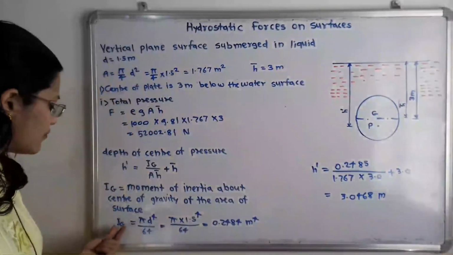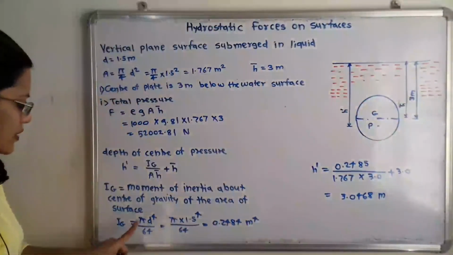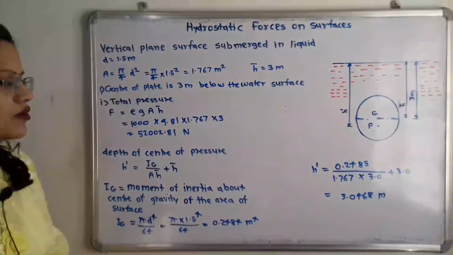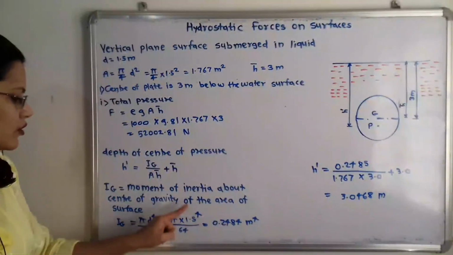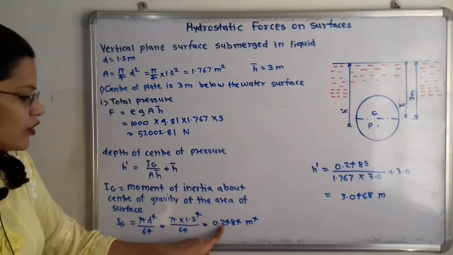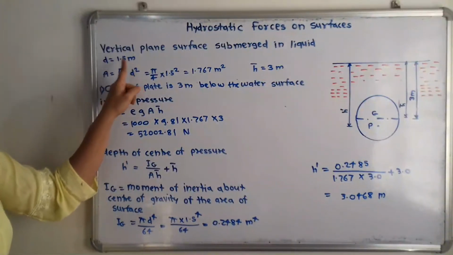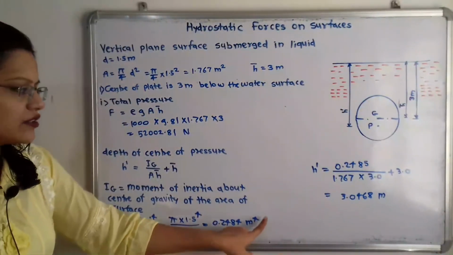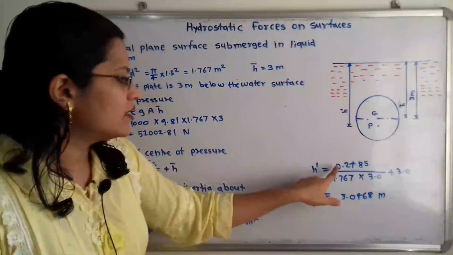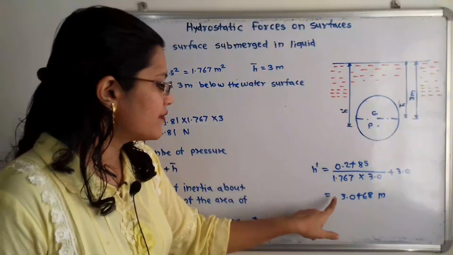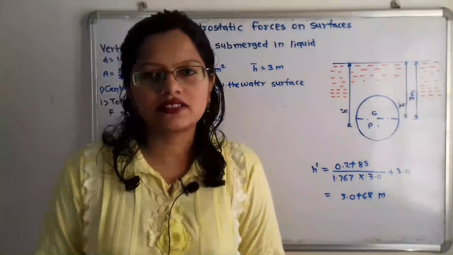And now what is its formula? The surface is in the form of a circular plate, so its formula is pi d raised to 4 by 64. We know d, that is given. When we put the value, we will get the answer 0.2484. Here d is in meter, so we have to use the unit meter raised to 4. And now from this we can calculate h dash. When we put the values, we will get the answer 3.0468 meter, and this is the answer.